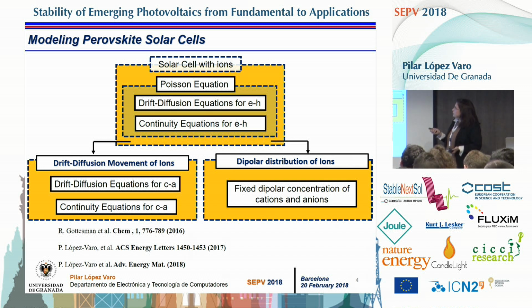Now, in order to consider the presence and the migration of ions, we can consider two approaches. The first one is to consider that the ions move by diffusion mechanisms. So we consider the diffusion equation for cations and anions and the continuity equation. Or the second way, we consider a dipolar distribution of ions. We fix the dipolar concentration of cations and anions at the interfaces of the perovskite semiconductor.